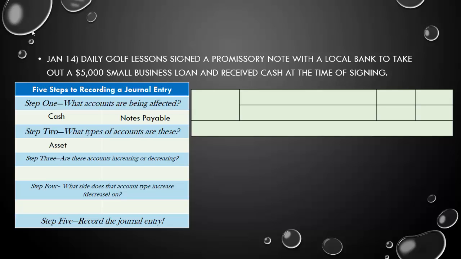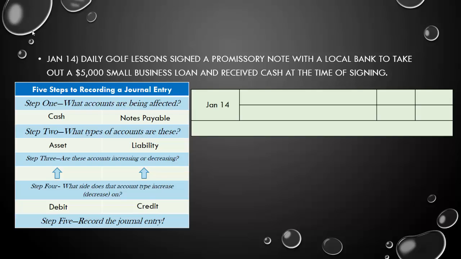Cash is an asset. Notes payable ends with the word payable, so it's a liability. Our cash account is increasing while our liability account is also increasing, because now we owe more money to institutions that let us borrow in the first place, because we just borrowed another $5,000. Assets go up on the debit side, liabilities go up on the credit side.